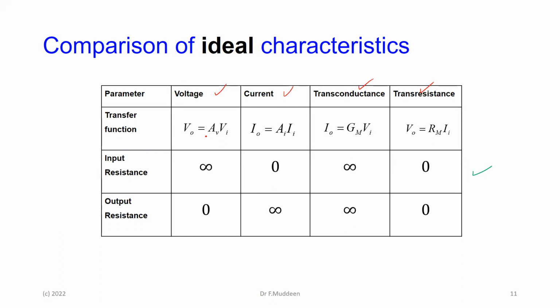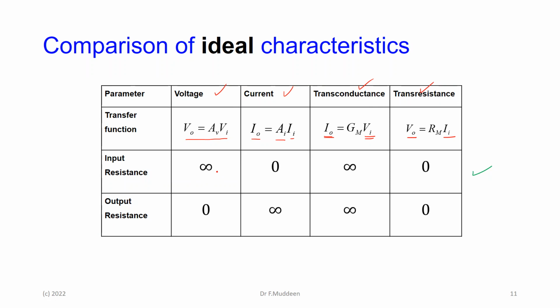The transfer functions were the ones that we have been seeing all the time. V out is voltage gain times voltage in. The current amplifier, current out is equal to current in times a current gain. The transconductance, you're sending voltage and you're getting current out. The transresistance amplifier, you're sending current and you get the voltage coming out. And these are the sort of characteristics that we want, that we just summarize here.